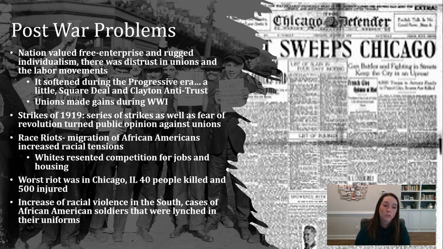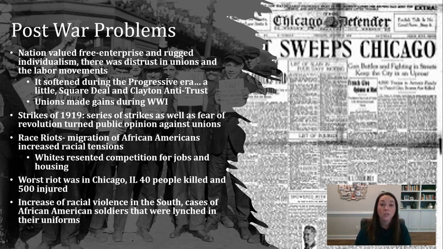In addition to that, there are going to be some race riots that occur. In particular, the worst one was in Chicago, and we'll talk more about it in class, where 40 people were killed and over 500 were injured. There was a lot of tension that had grown as African Americans were moving into these cities, similar to what they saw with immigrant groups coming in. They were segregated by neighborhoods, which allowed for that discrimination to increase. And then the competition for jobs is going to play a role in all of that.